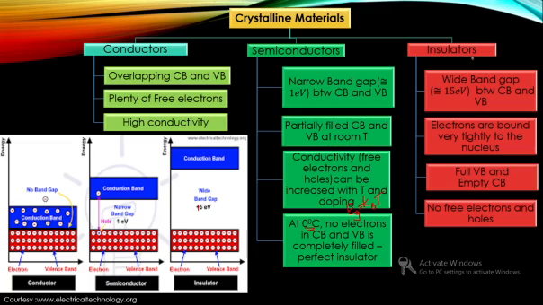Now, for insulators at room temperature or any other temperature, they will have no electrons in the conduction band, and all the electrons will be bound to the nucleus itself. So no free electrons and holes, so they do not conduct electricity, and hence the name insulator. While for semiconductors, the conductivity will lie between that of conductors and insulators, and hence the name semiconductors.